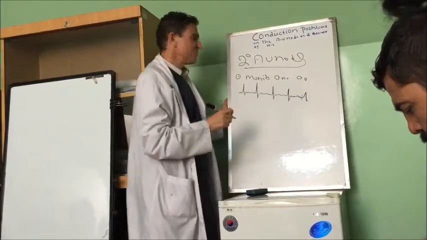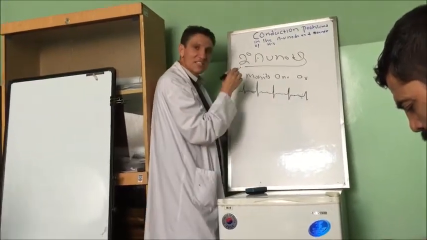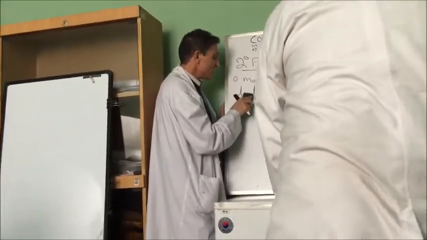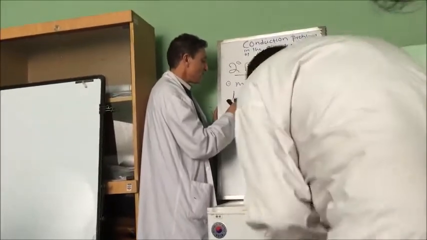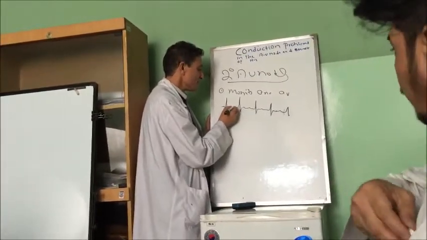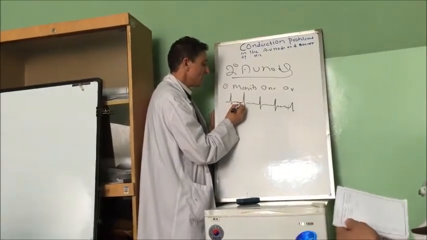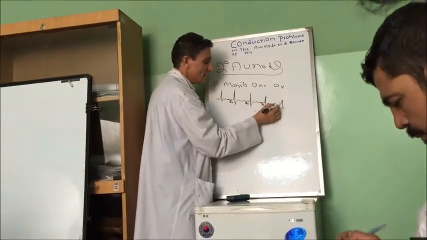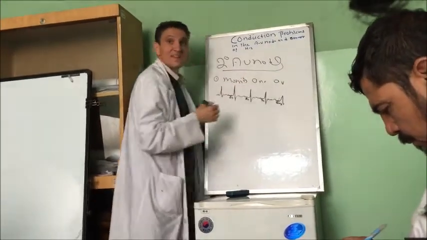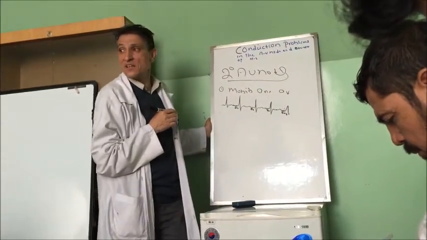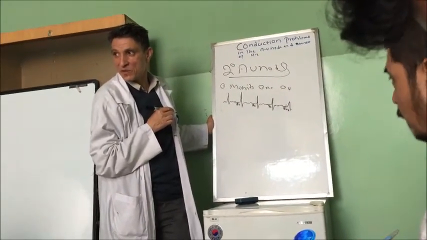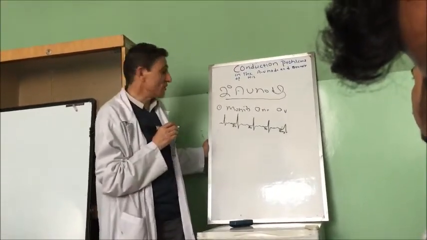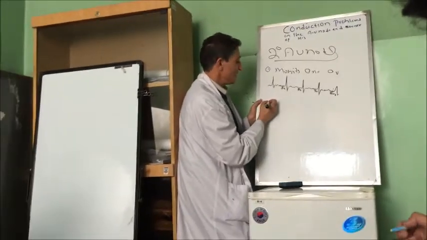Anyway, this is first degree because the normal PR interval is how much? 200 milliseconds. But this does not indicate 200 milliseconds. It is, for example, 300 milliseconds. In first degree AV nodal block, there is constant prolongation of the PR interval, and every P is followed by the QRS complex. Now, second degree AV nodal block, Mobitz 1 or Wenckebach. Progressive prolongation of the PR interval.